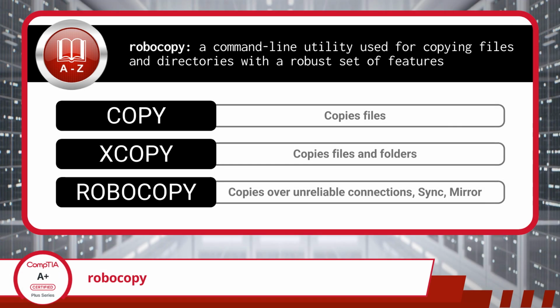Robocopy. The robocopy command, short for robust file copy, is a command line utility used for copying files and directories with a more robust set of features than other available copy commands, such as copy or xcopy. First, it can resume interrupted transfers, picking up where it left off once the connection is restored. This makes it perfect for transferring a large number of files over unreliable connections.